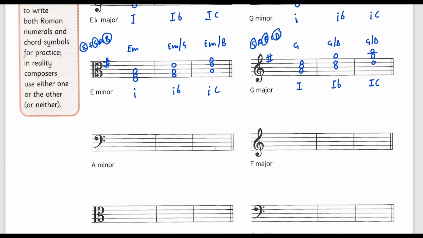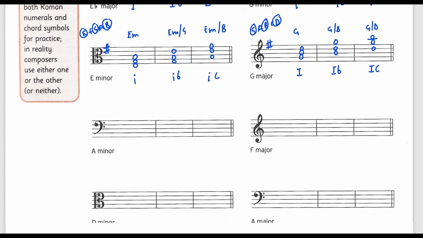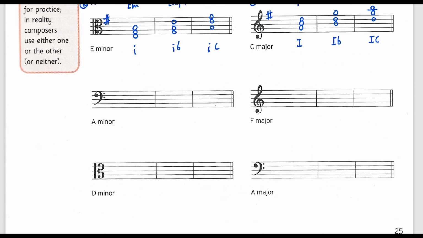Okay. Next one we have is A minor. A minor again, no key signature. And A, B, C, D, and E. We're going to use A, C, and E. Let's start from A. This is bass clef. So A, C, and E. Next is C, E, and A.